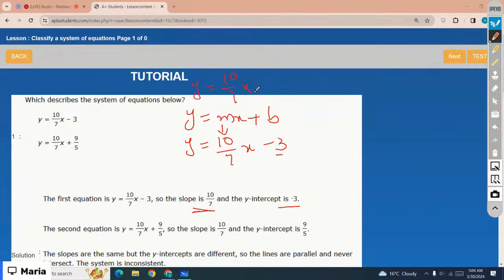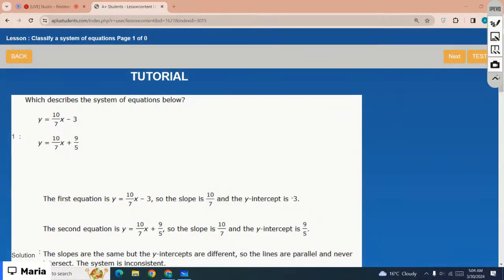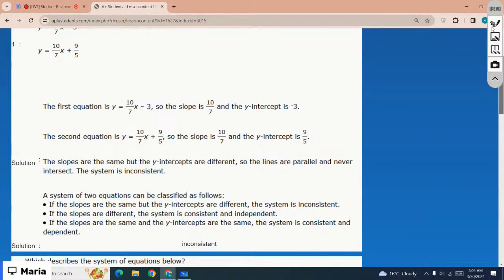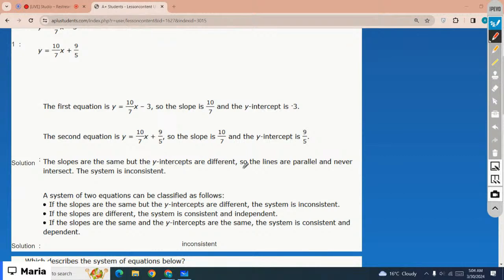The second equation is y equals 10/7x plus 9/5. So m is 10/7 and b is 9/5. So for the second equation, the slope is 10/7 and the y-intercept is 9/5. So for both equations, you can see the slope is exactly the same, just their y-intercept is different, right? So how do we classify equations that have the same slope and different y-intercept? The slopes are the same, but the y-intercepts are different, so the lines are parallel and never intersect. The system is inconsistent, right?